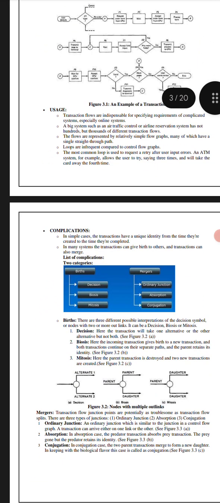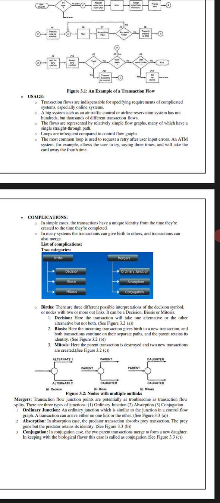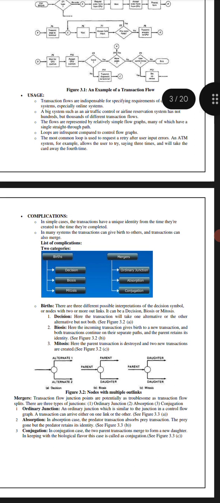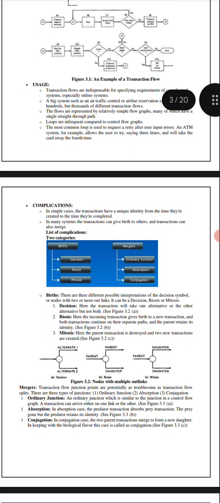Complications. In the simple case, the transactions have a unique identity from the time they are created to the time they are completed. In many systems, a transaction can give birth to others, and transactions can also merge. List of complications. There are two categories: births and mergers. Births means decision, biosis, mitosis. Mergers means ordinary junction, absorption, conjugation.